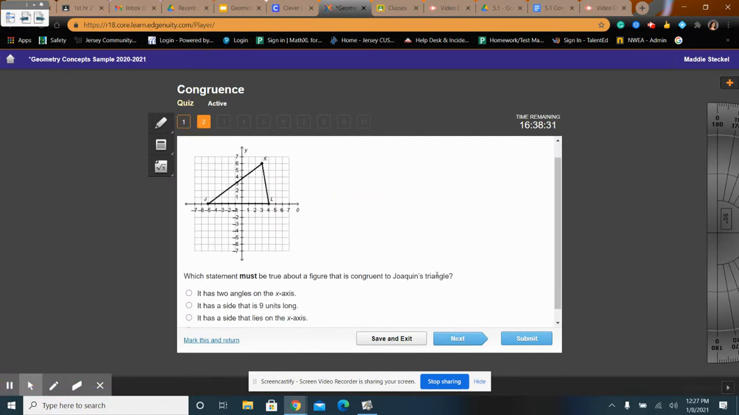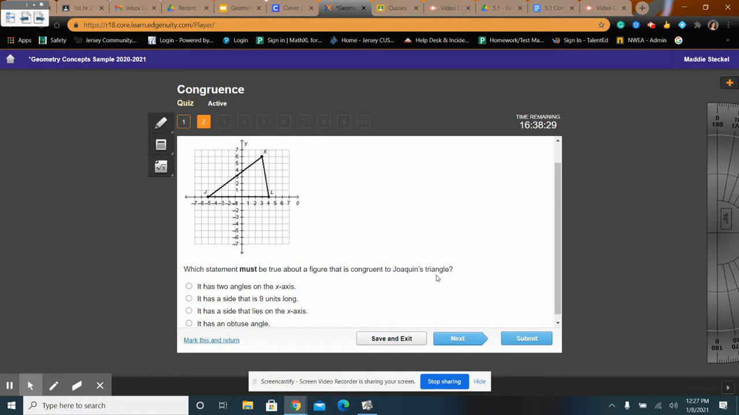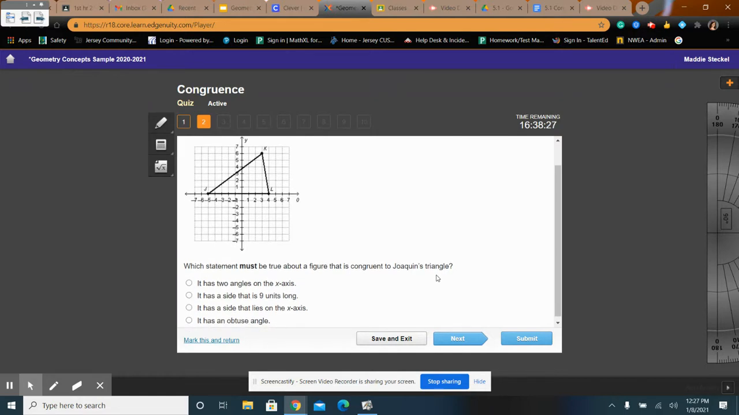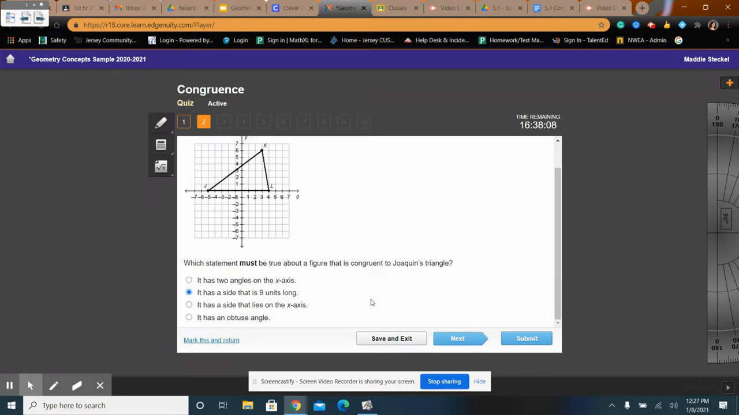Joaquin drew this triangle. Which one must be true about a figure that will be congruent? Will it have two angles on the x-axis? Well, it doesn't matter where it's at. It just has to be the same side and shape. Will it have a side that's 9 units long? Well, 1, 2, 3, 4, 5, 6, 7, 8, 9. Since this has one that's 9, it will also have to have one that is 9. Does not matter where it is. And will it have an obtuse angle? Well, do you see all three of these angles? These are little angles, which we call acute, so that's not it.